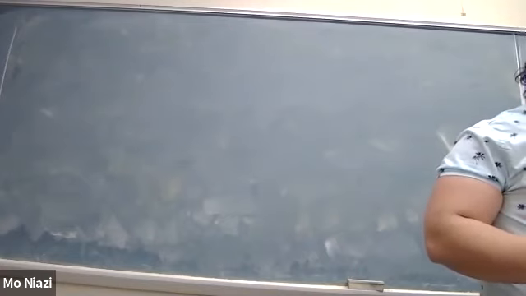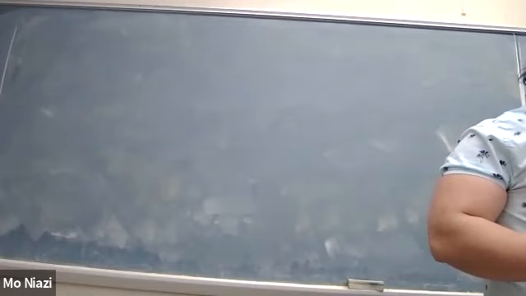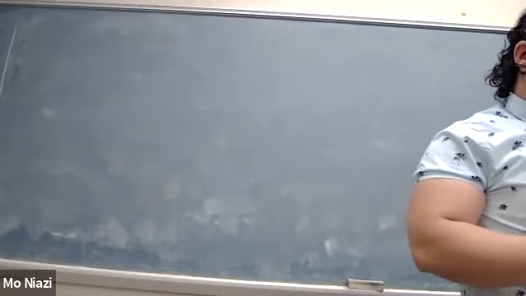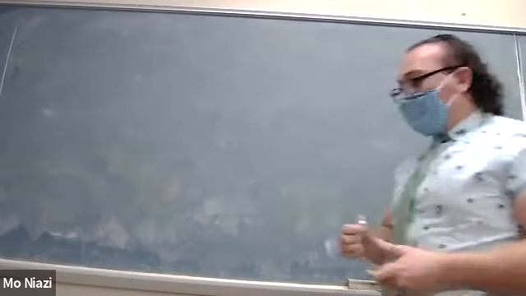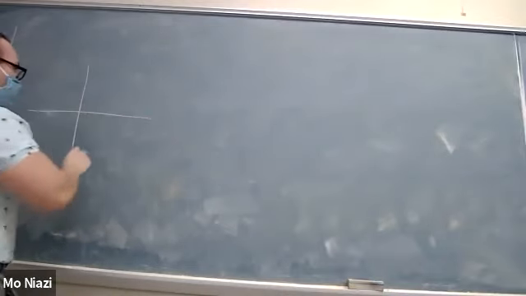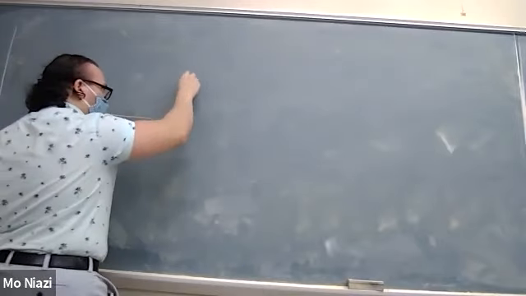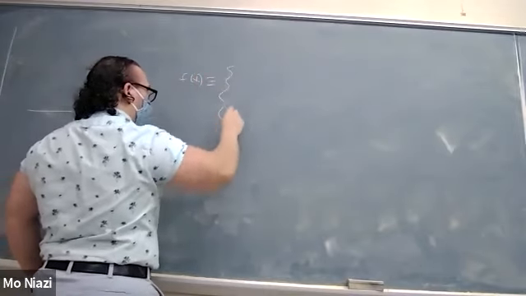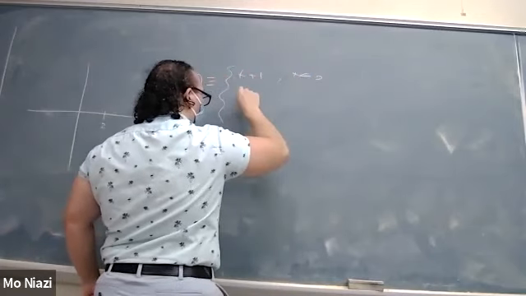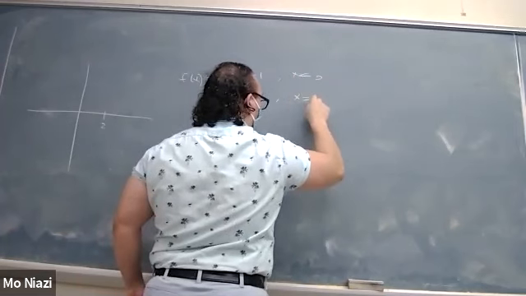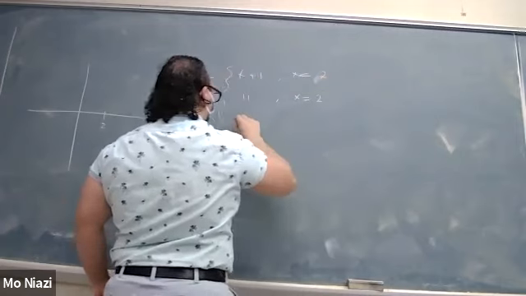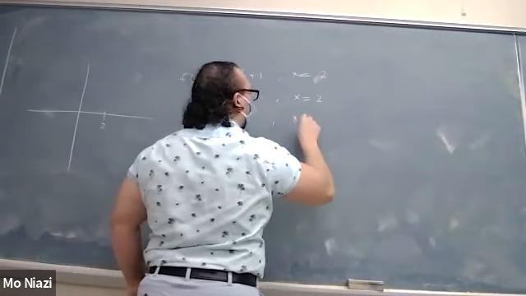So a function can be defined at a point, but it doesn't necessarily mean that its limit will be defined at that point. Let me redraw this because I drew it wrong. We had the function f of x: x plus 1 for values of x less than 2, 11 for x equal to 2, and x squared for values of x greater than 2.